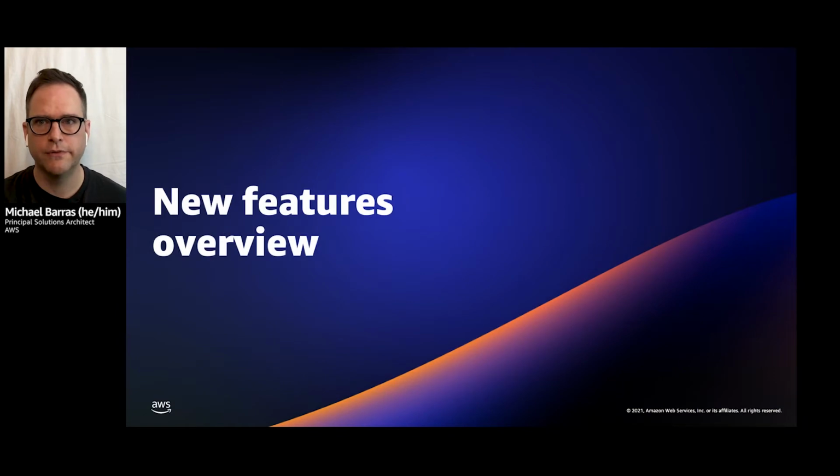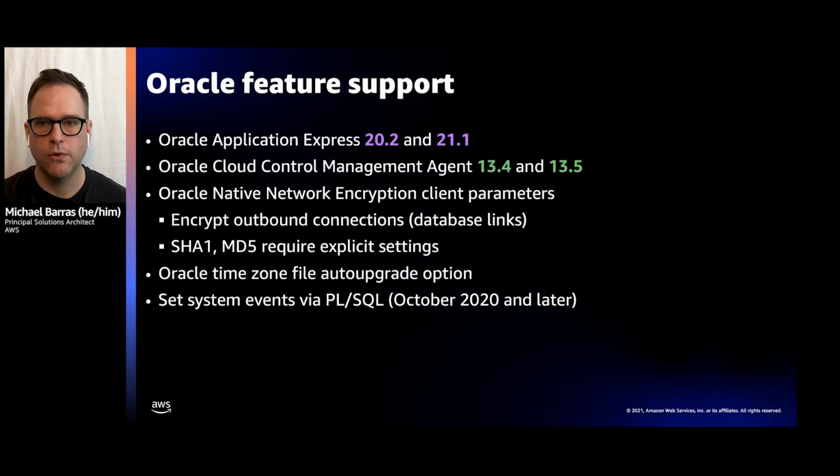So let's start with an overview of new features, starting with Oracle feature support. Amazon RDS continues to be a popular place for customers to run Oracle Application Express workloads. So we make sure to stay up to date so that customers have access to the latest features and bug fixes, with versions 20.2 and 21.1 launched this year. Many customers also use Oracle Enterprise Manager Cloud Control to monitor and administer their databases, so we stay up to date on that as well, and have released support for agents 13.4 and 13.5.